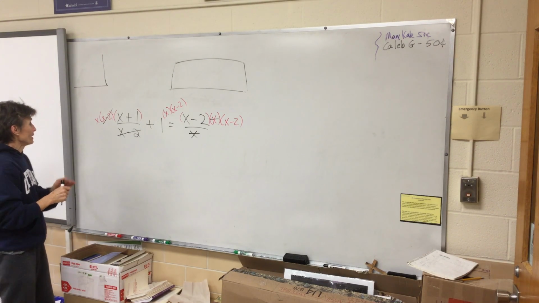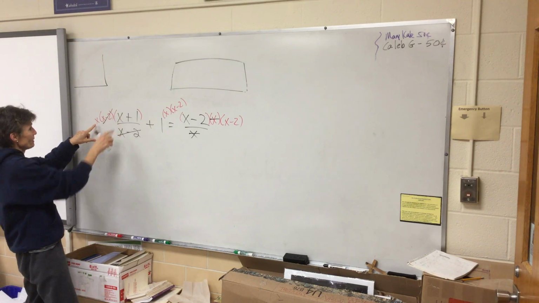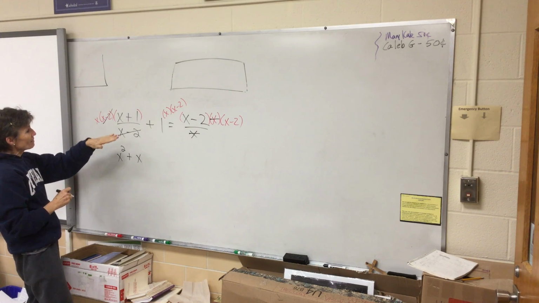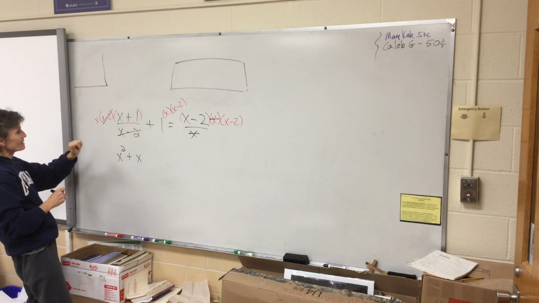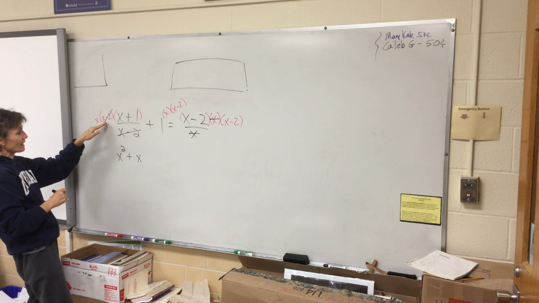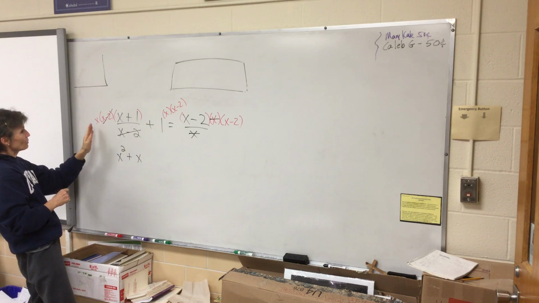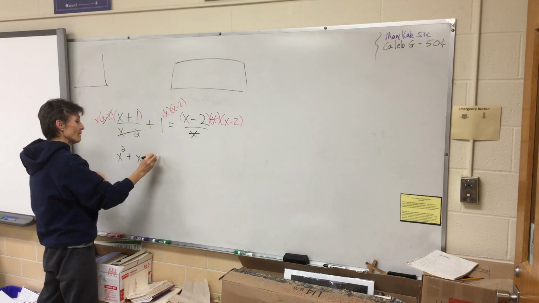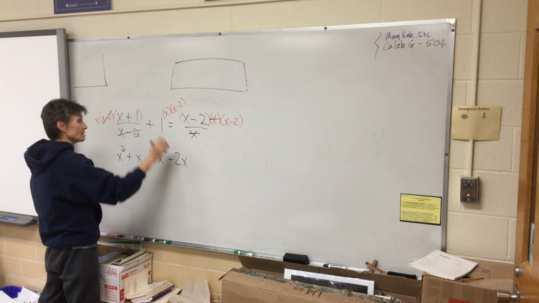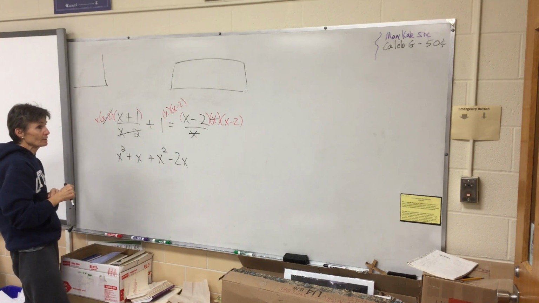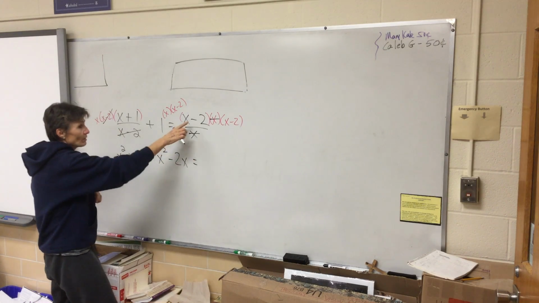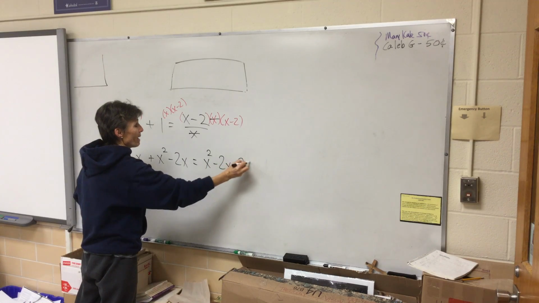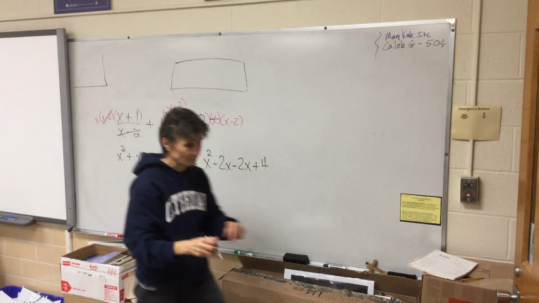So what's left? Well, let's see. If I do my distributive here, I have x squared plus x. And try to get in the habit of actually canceling out those things so that you don't accidentally try to include that x minus 2. It's gone. All you have here is x squared plus x. Now here we have x squared minus 2x. I'm going to distribute again. And then here I have a FOIL. So x squared minus 2x minus 2x plus 4.